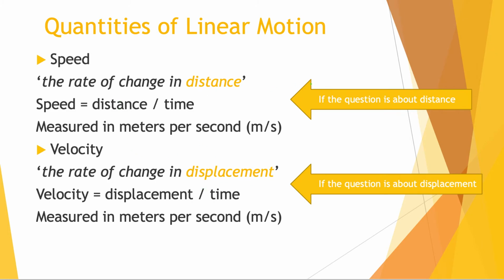Both of them then take that quantity divided by time. So speed is distance over time, velocity is displacement over time. Both of these are measured in meters per second because distance is measured in meters and time is measured in seconds. So we sandwich those two together to get meters per second. Displacement is measured in meters, time is measured in seconds. So again, we sandwich those together to get meters per second. So if you can't quite remember the units for speed and velocity, that's a good way to work it out.